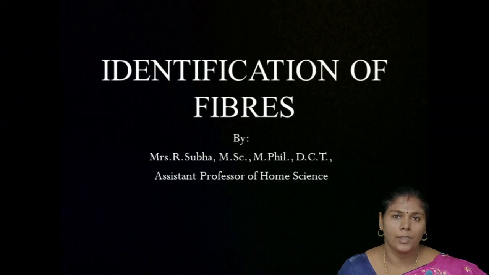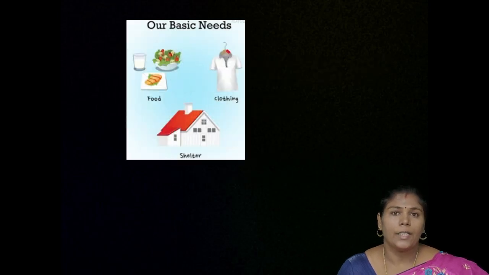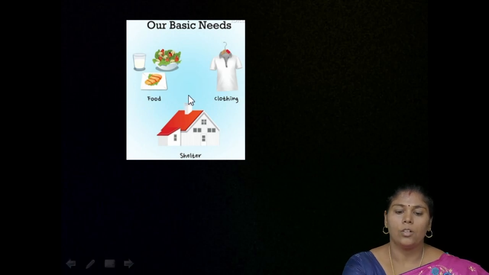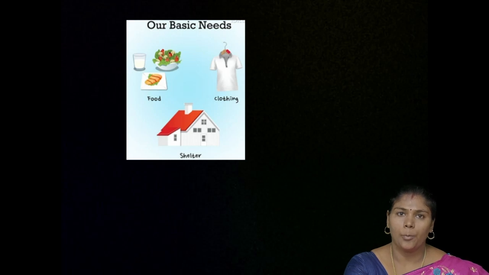I am going to explain how to identify fibers. We all know the three basic needs of a human. The first one is food, clothing and shelter. Clothing stands second in the basic needs of a human. How are clothes made?